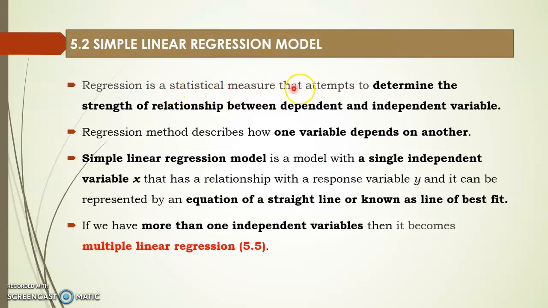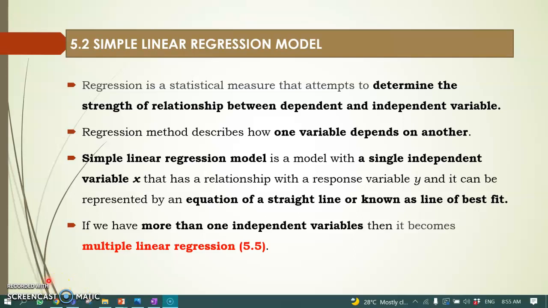Regression is a statistical measure that attempts to determine the strength of the relationship between dependent and independent variables. The regression method describes how one variable depends on another. A simple linear regression model is a model with a single independent variable that has a relationship with a response variable y, and it can be represented by an equation. So this is what we talked about just now: an equation of a straight line, known as the line of best fit.